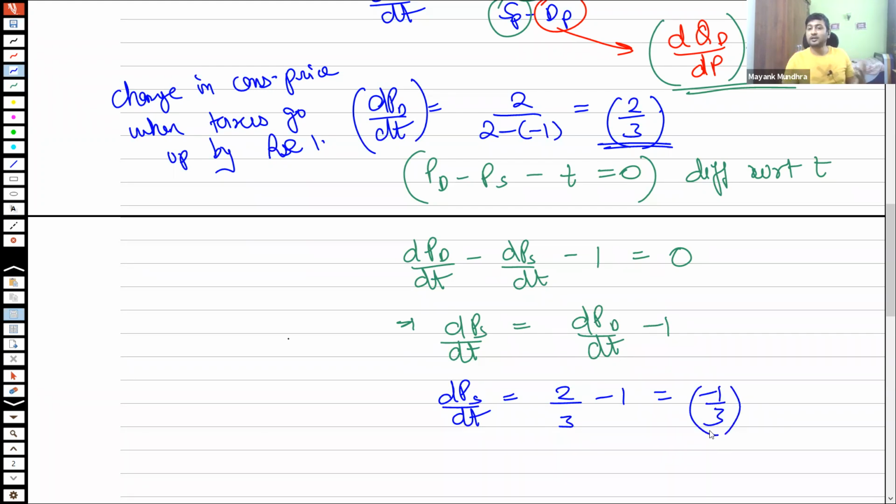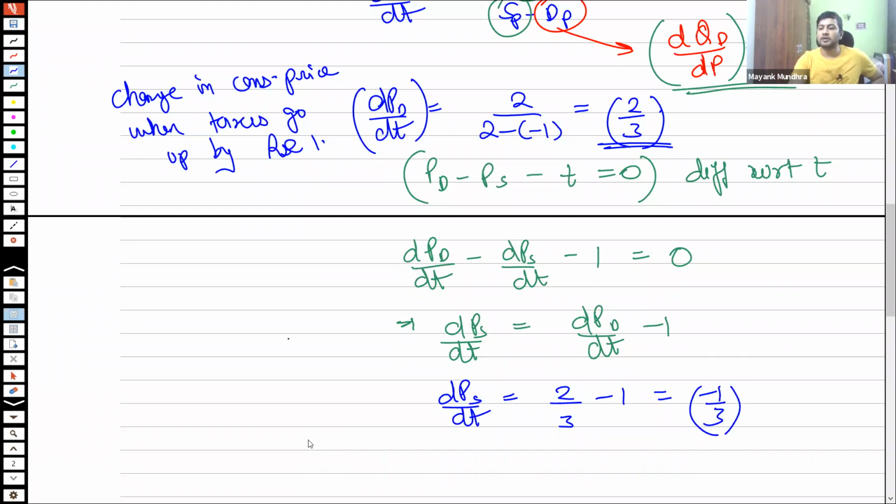So suppliers are getting 1/3 rupees less than what they were initially getting, and consumers are paying 2/3 more. So in a way, consumers are paying 2/3 rupees from their pocket to the government, and suppliers are paying 1/3 rupees out of their pocket to the government. So it's not very simplistic that if you increase taxes, it is always going to be the consumer who's going to pay it. It's not going to be that straightforward.